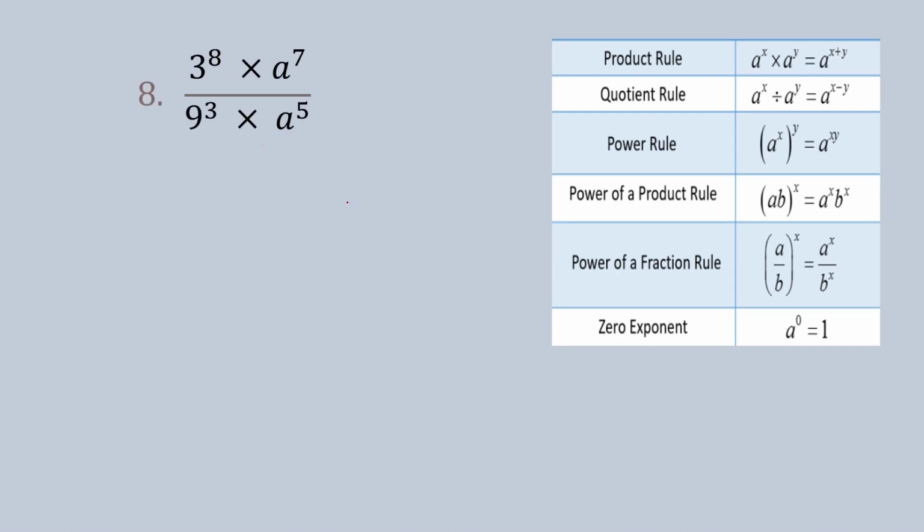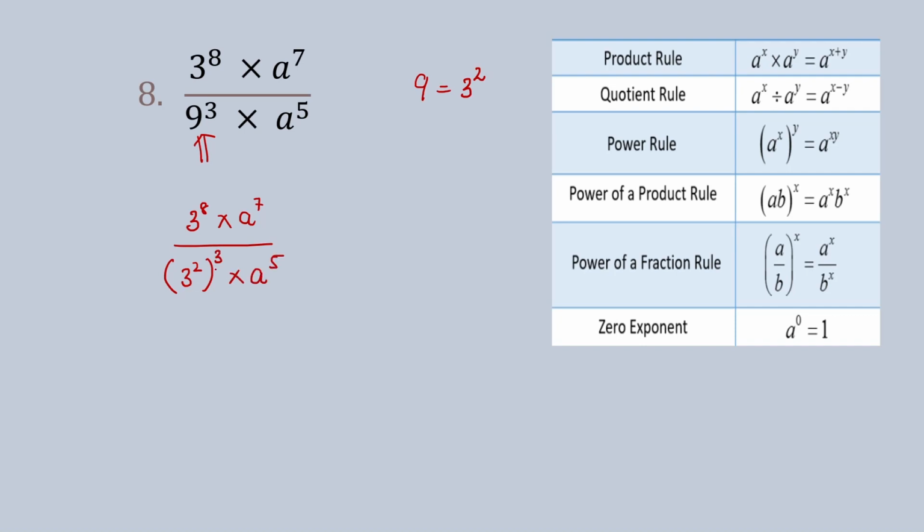Now moving to question number 8. 3 raised to the power 8 into a raised to the power 7, 9 raised to the power 3 into a raised to the power 5. Now if you look closely, 9 is not in prime factorization form. So we will change this 9 as 3 raised to the power 2. So if you rewrite it, this 9 will become 3 raised to the power 2. Already 3 is in the exponent, so it will remain as it is, a raised to the power 5.